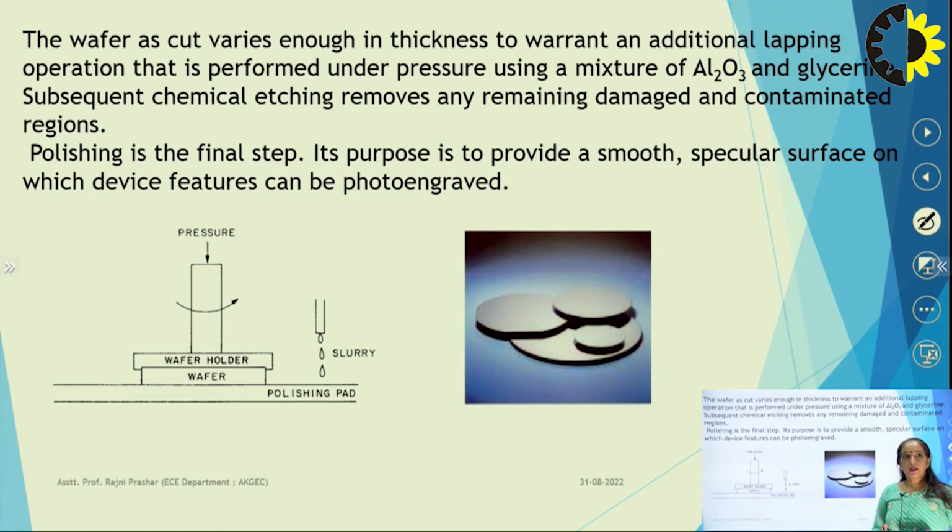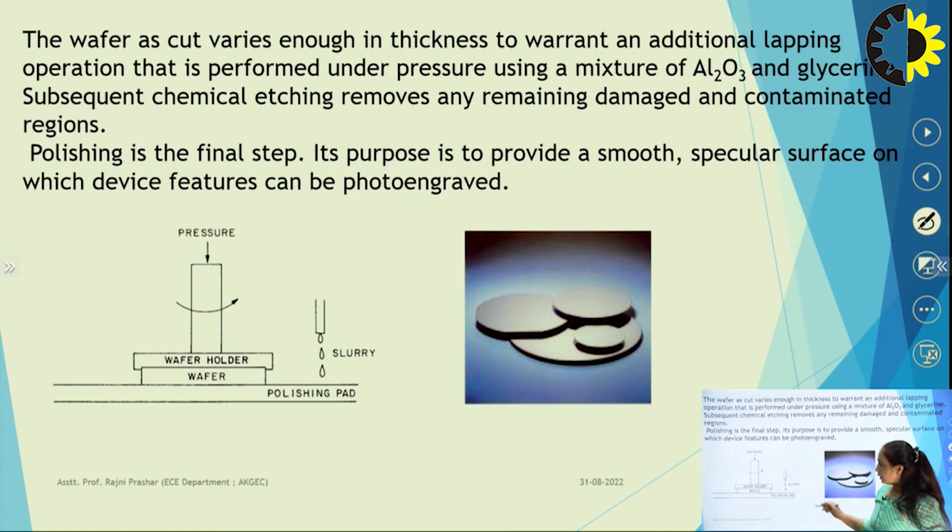Next, when the silicon ingot is cut into wafers, the next step is lapping. It is an operation performed under pressure using a mixture of aluminum oxide and glycerin. Another process is chemical etching, which is used to remove the remaining damage contained in the region. And polishing is the last step. It is used so that we can have a very smooth specular surface on which your device can be photo engraved.